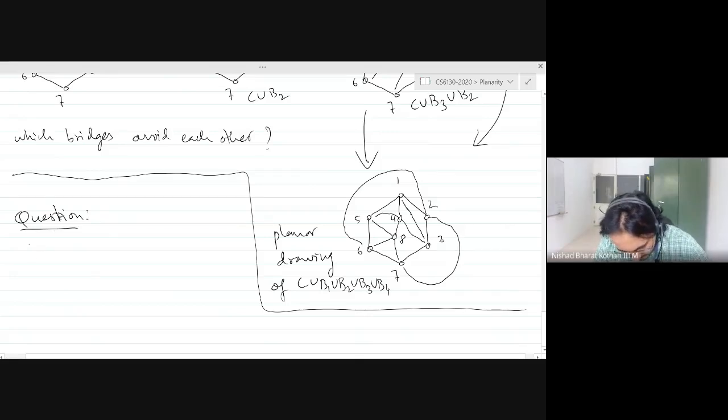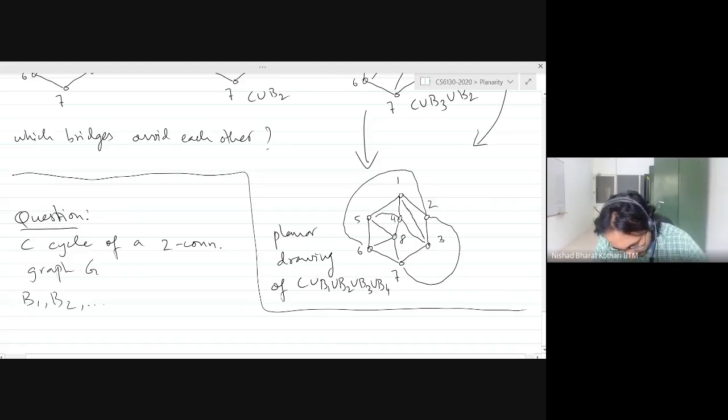Let's say I have a cycle C of a two connected graph G. Let's just assume all graphs are two connected, doesn't matter. And let's say B1, B2, up to BR are the bridges of the cycle, right? So in this example, we had 4 bridges.